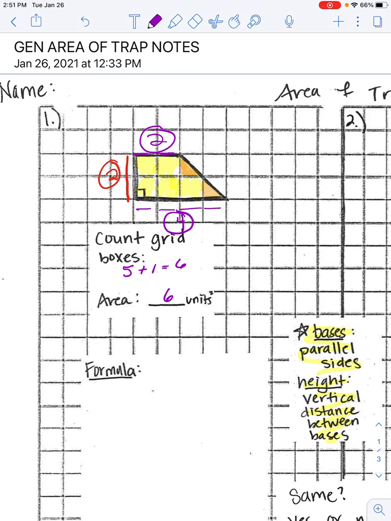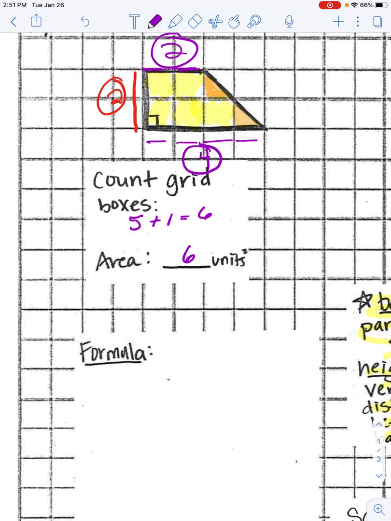So when you have the grid behind you, yes, you can count, but guys, obviously there will not always be a grid behind you. So we need to learn the formula. It looks complicated. I promise it's not.